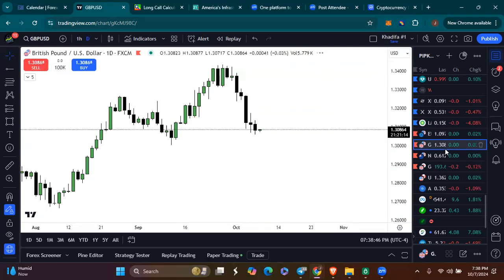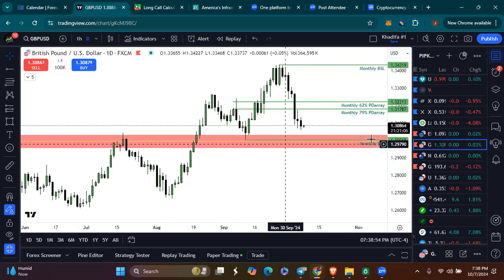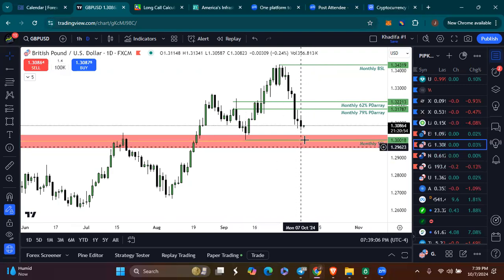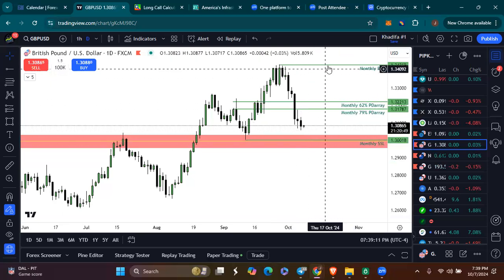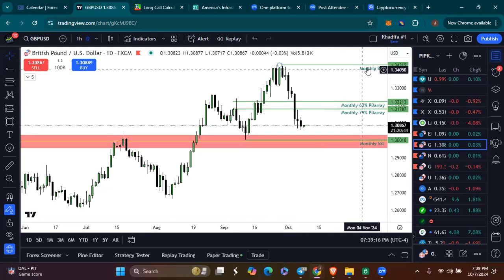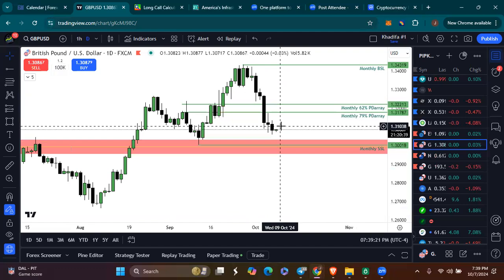So that being said, looking at the pound, I want to see us come down into this shaded area, run this monthly sell side liquidity here. And if you notice, that monthly sell side liquidity sits right there by the consequent encroachment of this fair value gap. So I want to see price run down into there and then rocket to the upside to run this monthly buy side liquidity from last month.